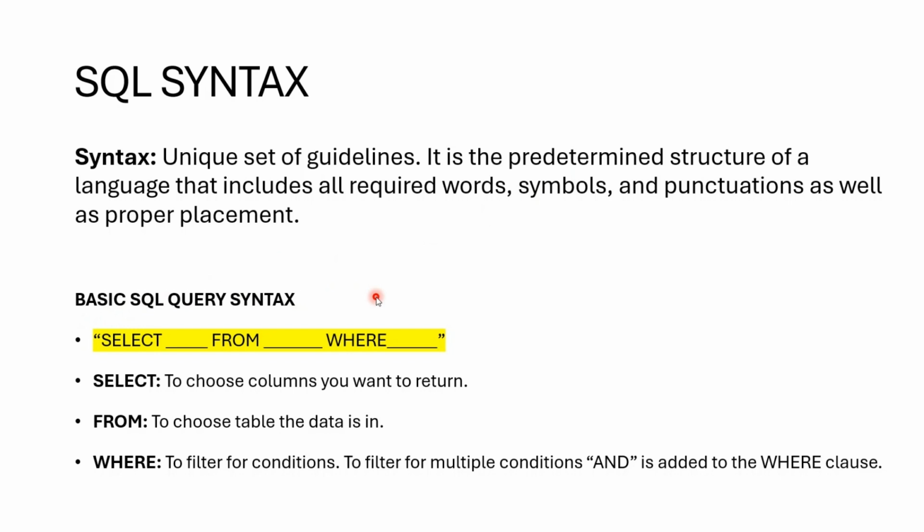WHERE is to filter for conditions. And then I wrote that to filter for multiple conditions, we want to add an AND clause in the WHERE clause to join various conditions together, so it filters for those two at the same time. Okay, so let's go back and start typing these out.